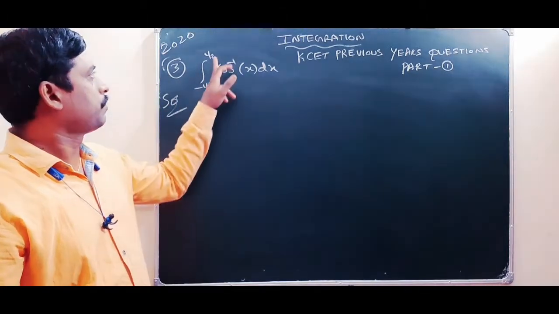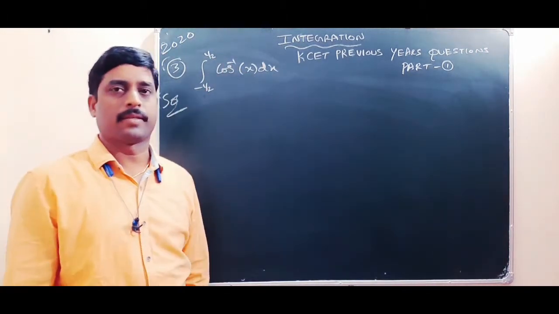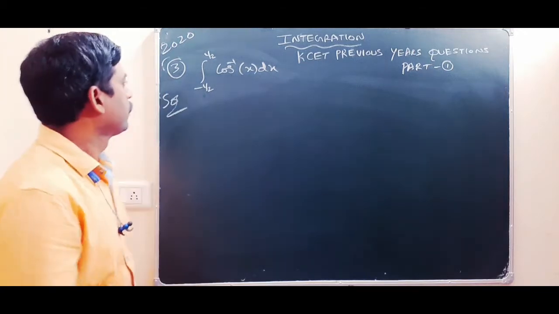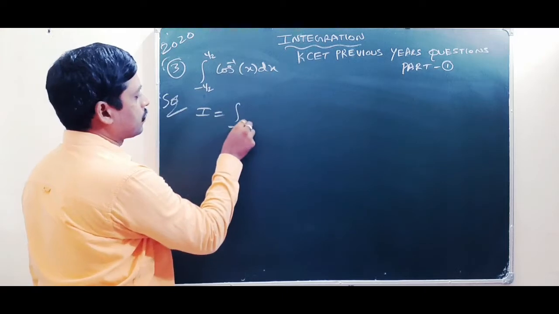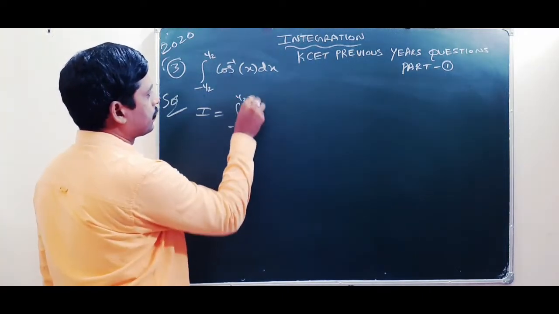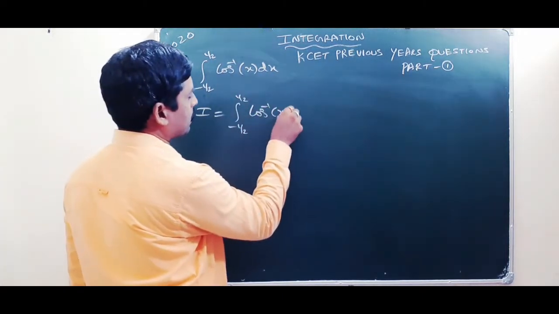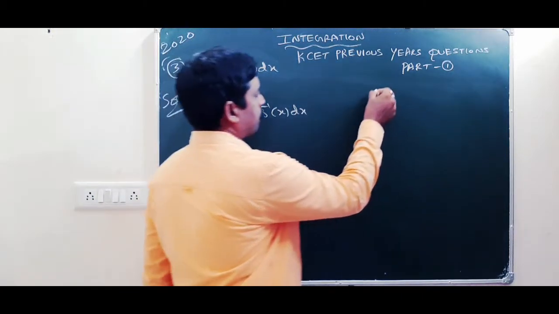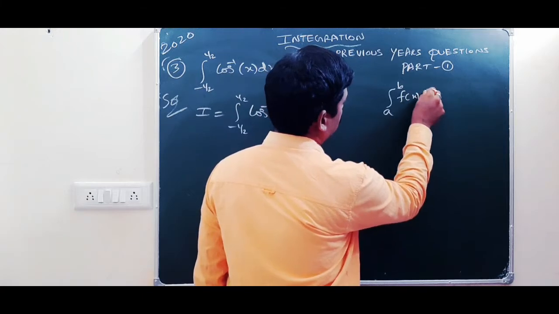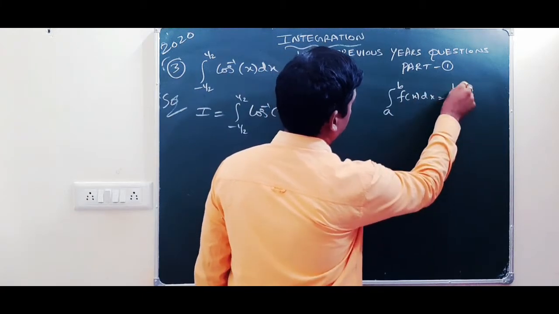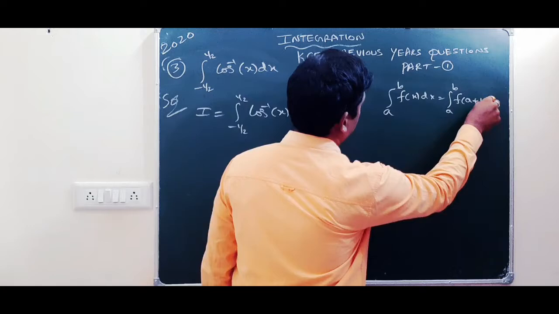The integral from minus 1 by 2 to plus 1 by 2 of cos inverse x dx. Let us take the integral I equal to the integral from minus 1 by 2 to plus 1 by 2 of cos inverse of x dx. We should apply this property: the integral from a to b of f of x dx is equal to the integral from a to b of f of (a plus b minus x).